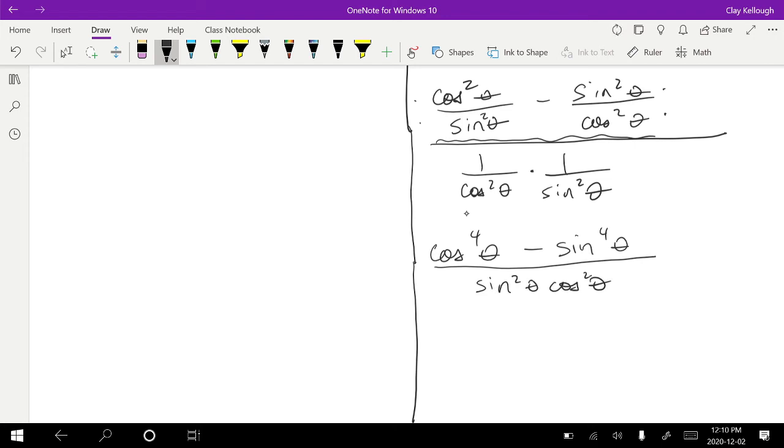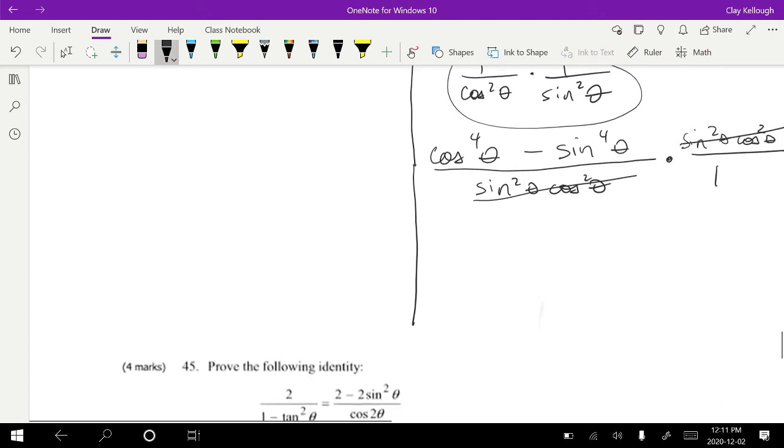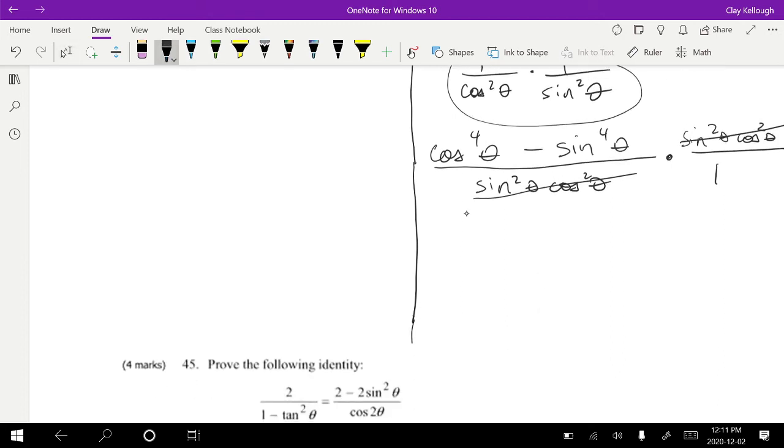And while I'm at it, why don't I multiply by the reciprocal of this denominator? And here, that happened. That's nice. But boy, I'm left with a power of 4. What am I going to do with that? What are we going to do with that? We can change it to powers of 2 because it is a difference of squares. So it is, open a bracket, cos squared theta plus sine squared theta, and cos squared theta minus sine squared theta.